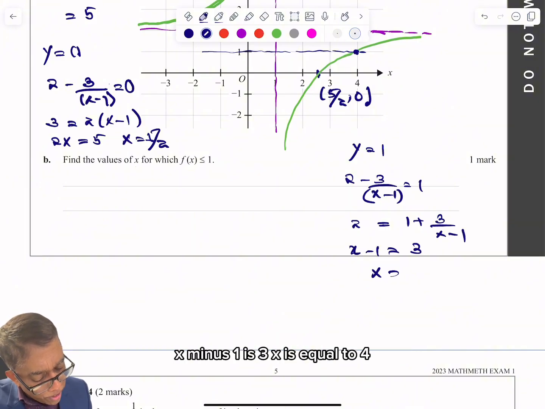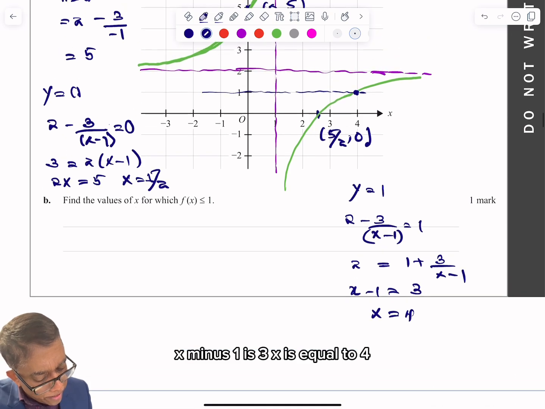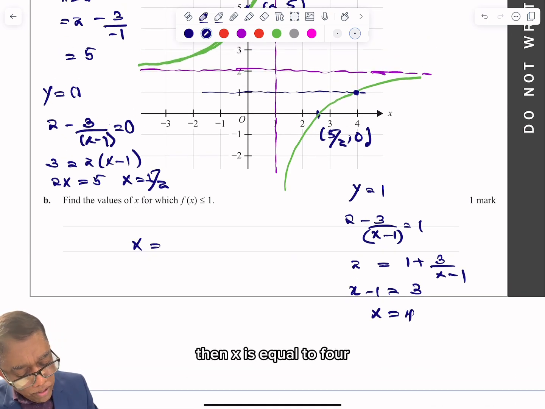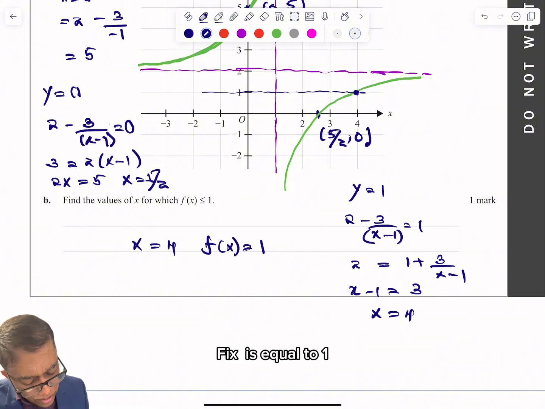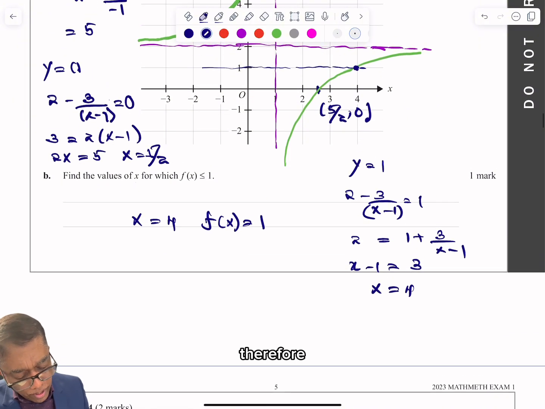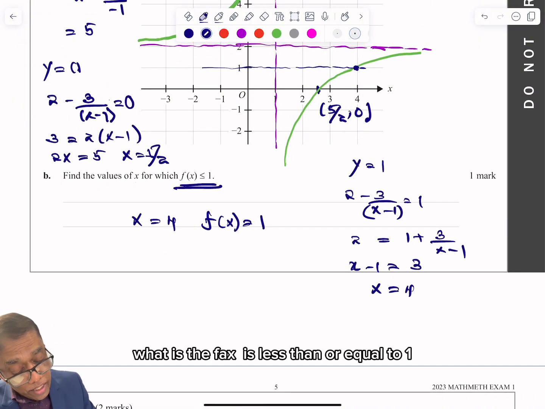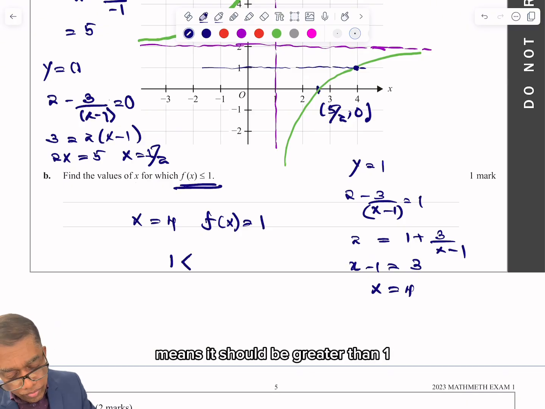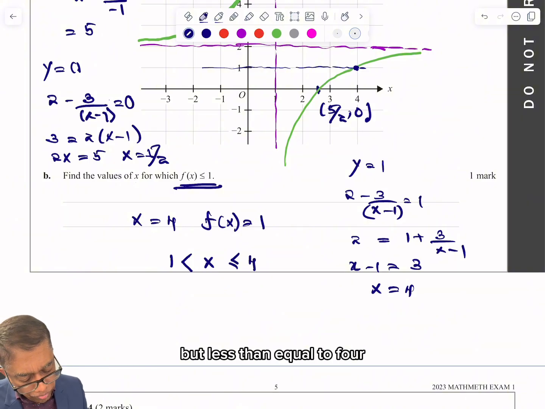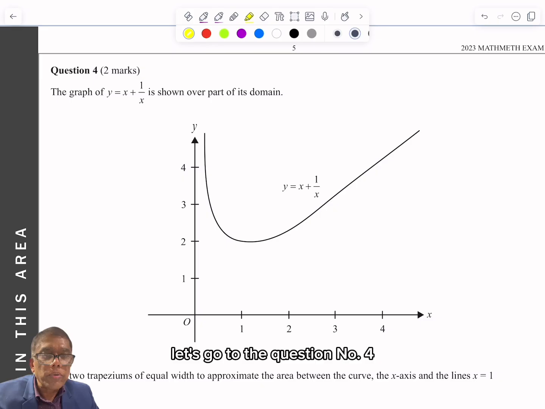X minus 1 is 3, so x is equal to 4. When x is equal to 4, f(x) is equal to 1. Therefore, f(x) less than or equal to 1 means x should be greater than 1 but less than or equal to 4. Let's go to question number 4.